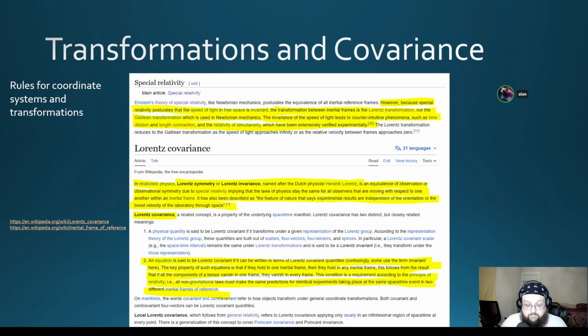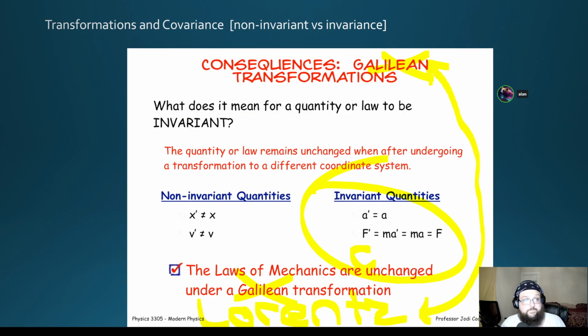What is it? Invariant, right? These have to be invariant transformations on the transformation. So we're going to see how all this is applying here. So thanks again to Professor Jody Cooley. So, consequences for Lorentz transformations.